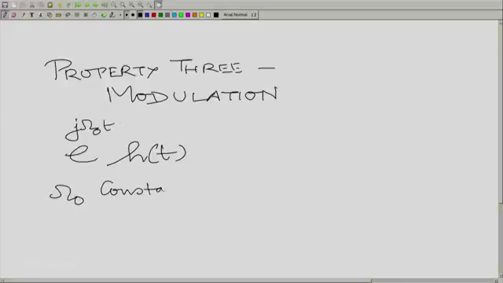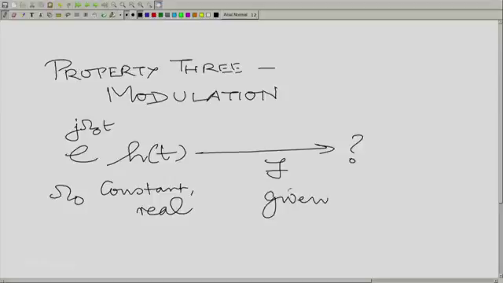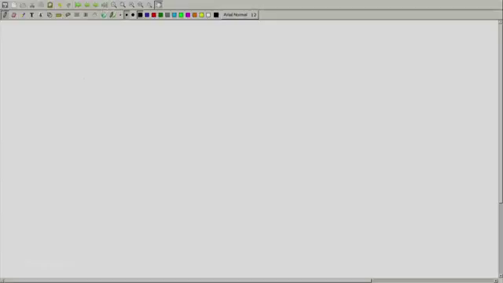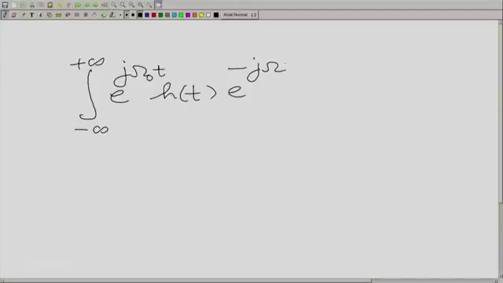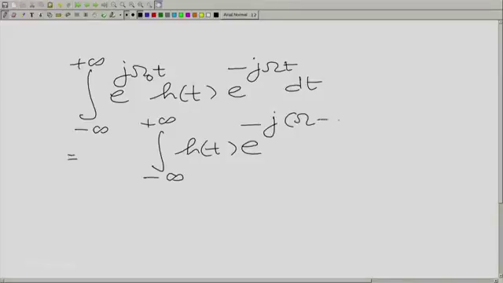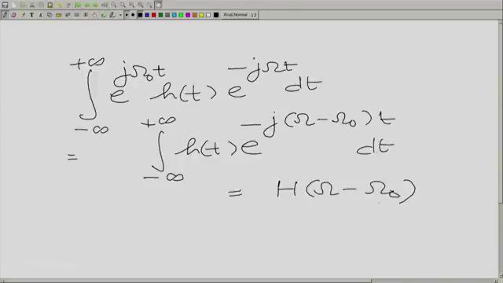Omega naught is a constant and of course real. And let us query what is its Fourier transform, given that h t has a Fourier transform of capital H omega. The answer is very simple. Indeed, integrate from minus to plus infinity e raised to the power j omega naught t times h t e raised to the power minus j omega t dt. And very easily you see that this is essentially h t e raised to the power minus j omega minus omega naught t dt, which is simply H omega minus omega naught, and there you are, we have the answer.